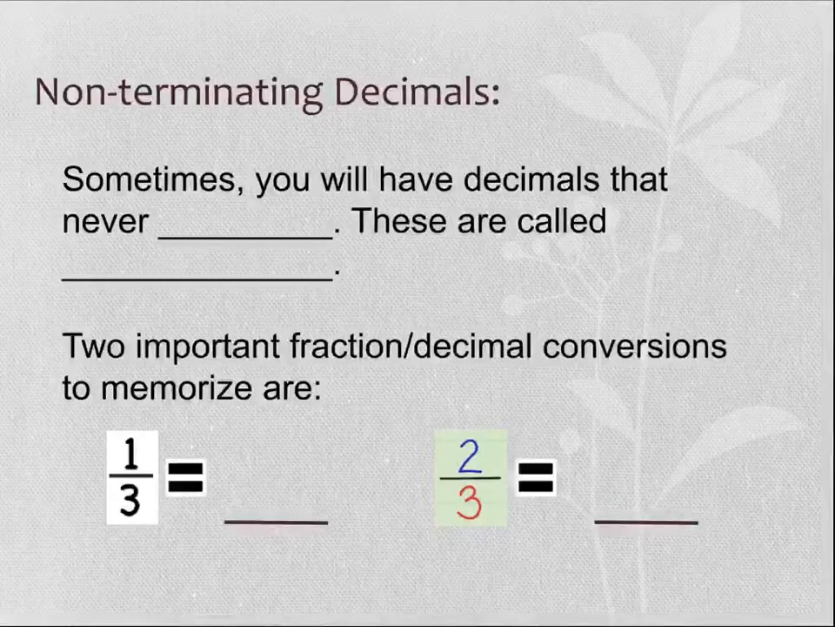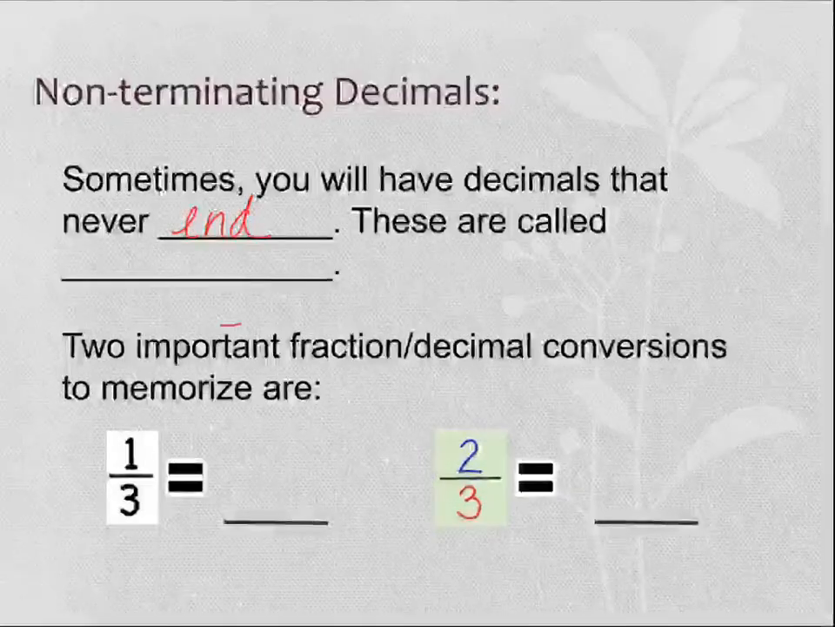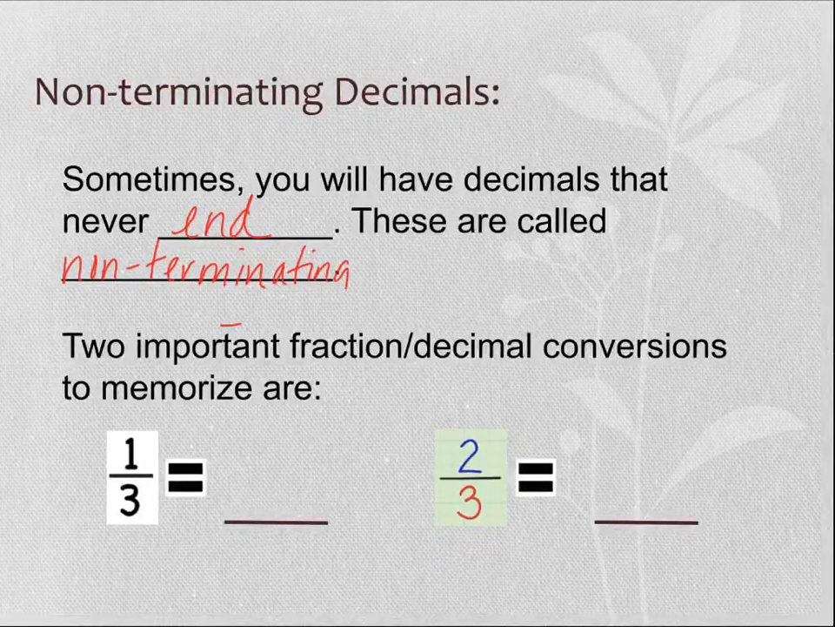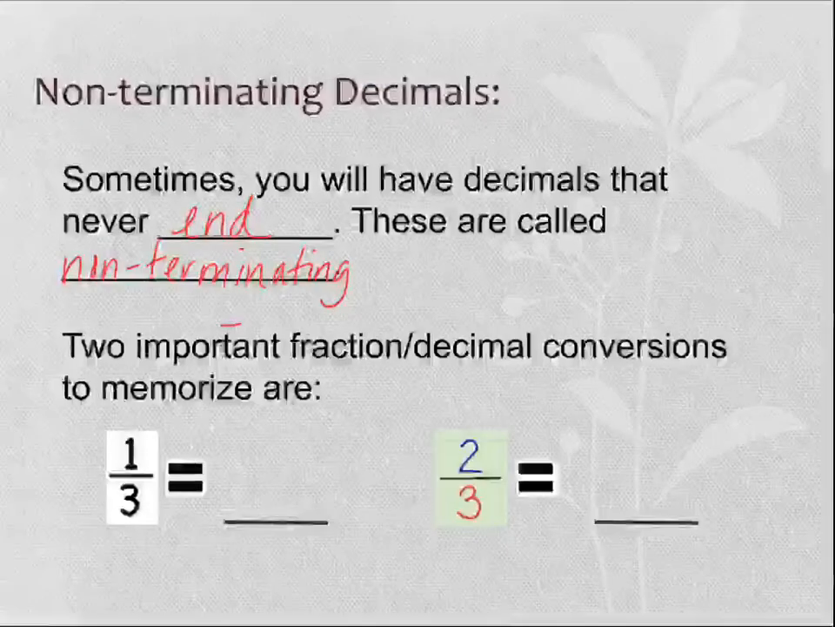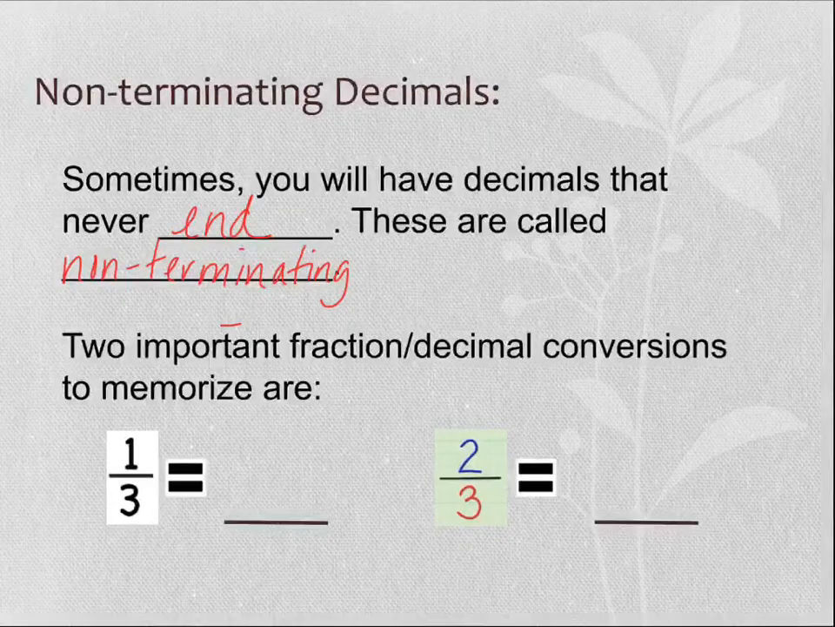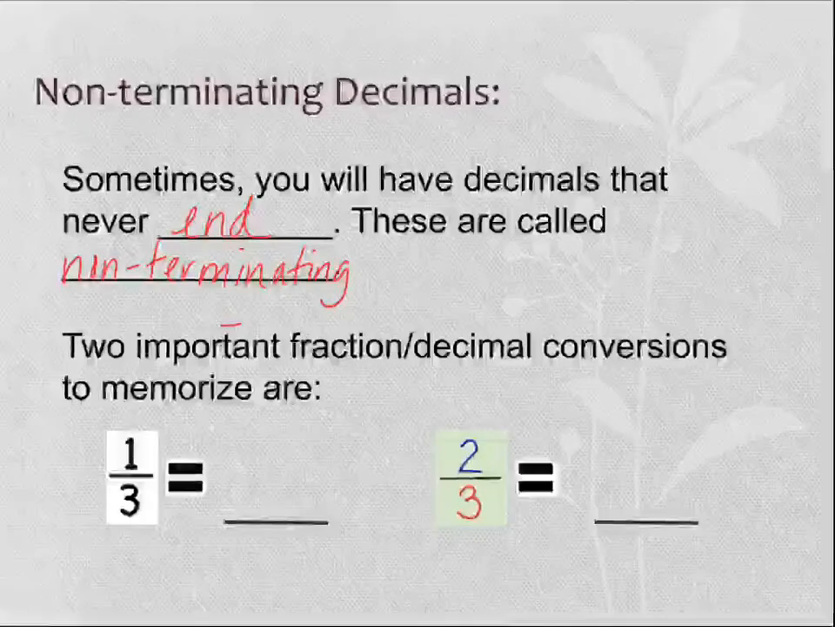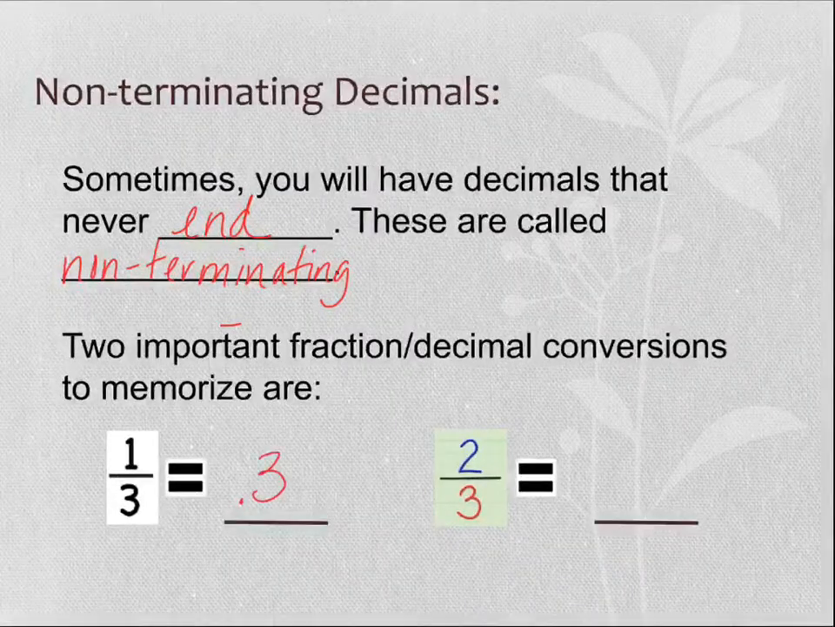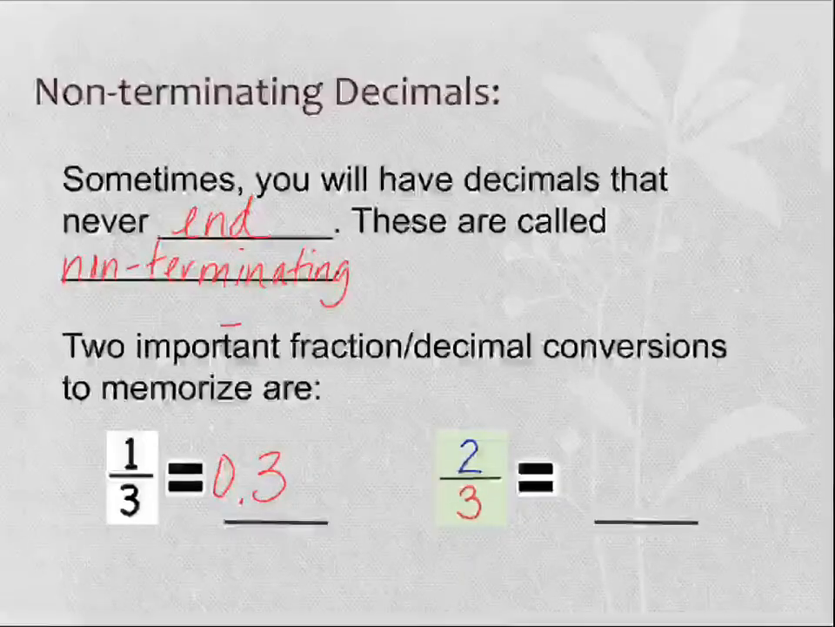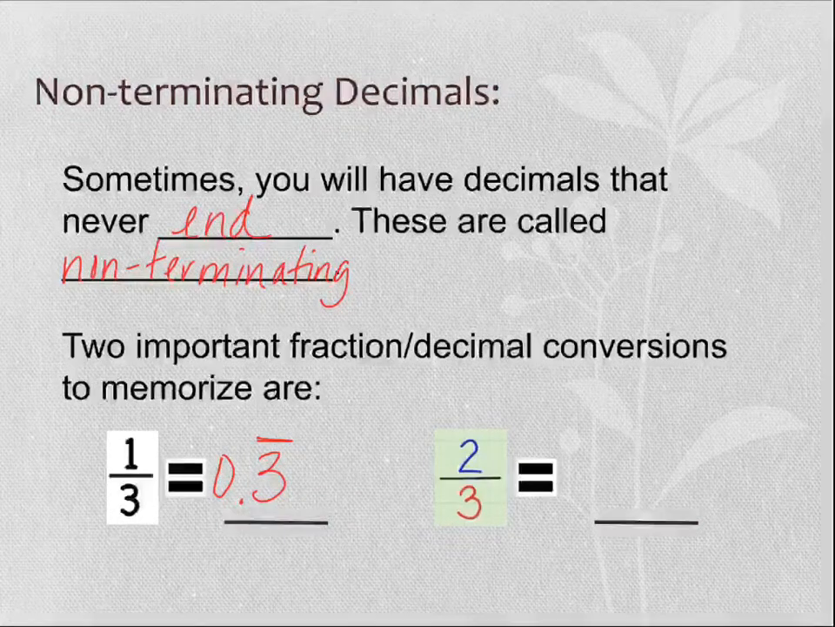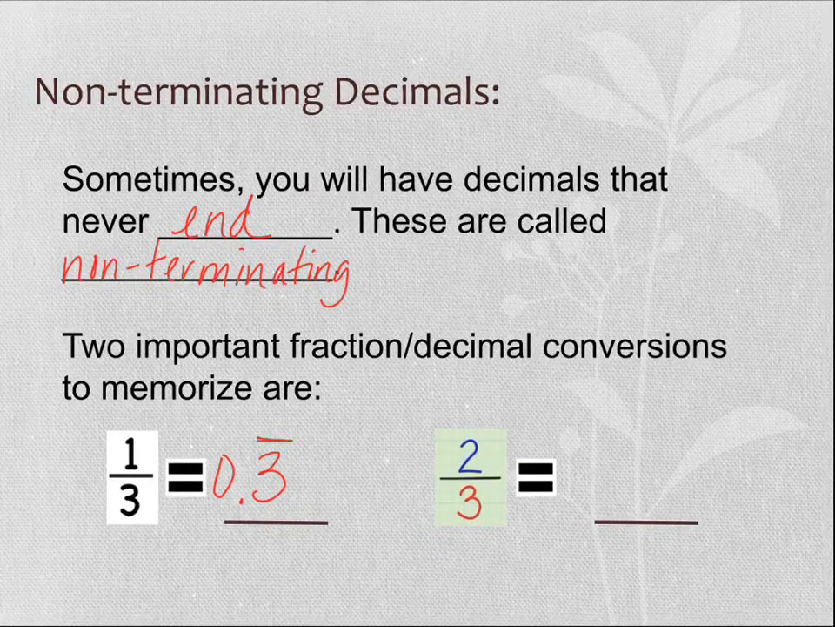Sometimes you will have decimals that never end. These are called non-terminating decimals. All of your work today will not have any non-terminating decimals, except for 2 very special decimal fraction conversions. And these are ones that you just need to memorize. 1/3 is the same as 0.33333 repeating, it never ends. So we represent it with a decimal point and a 3, but that 3 has a line up above it. That line, that repeat bar, expresses the idea that that 3 goes on and on forever and never ends.